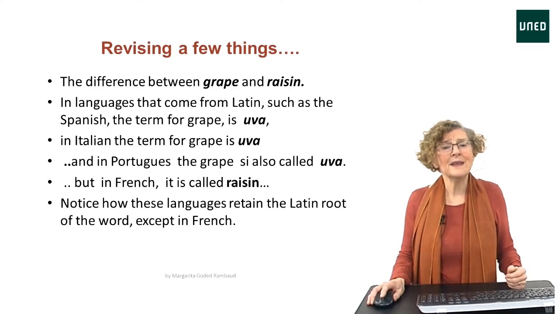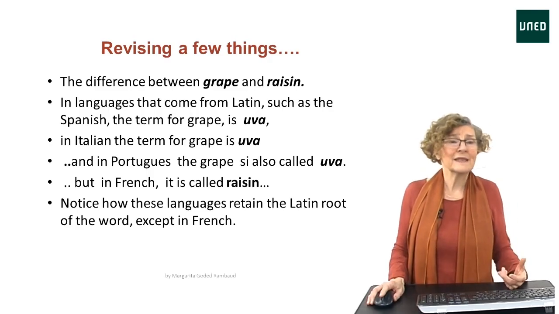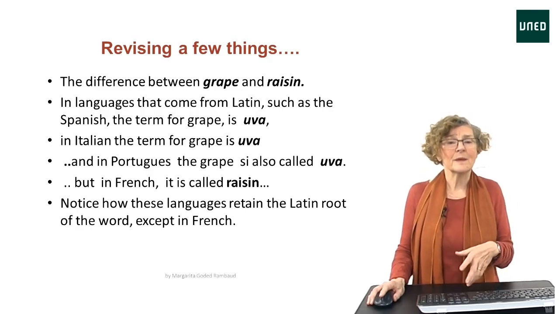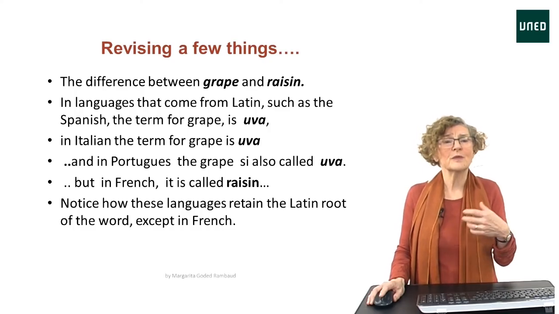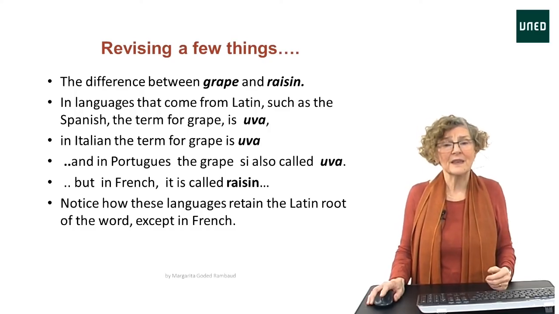And let's see how in languages that come from Latin, such as, for example, Spanish, the word for grape is not raisin, it's uva. In Italian, it's also called uva, and in Portuguese, it's called uva as well. It's interesting to see how most languages derived from Latin sometimes keep the root of the word and sometimes give it a different meaning. We'll see more of that later on.